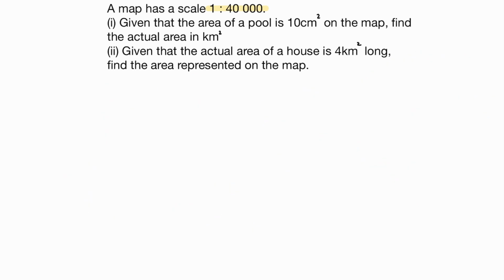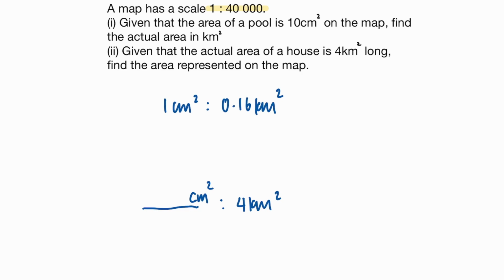Now let's look at the second part. We're going to use the previous scale again. From the previous part, we have 1 cm square is to 0.16 km square. The question now is, if the actual area of a house is 4 km square, what is the area represented on the map? If you want to get from here to here, all you need to do is take 4 divided by 0.16, which gives you 25 cm square.